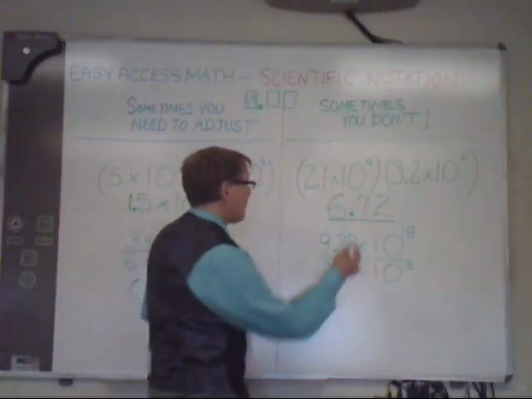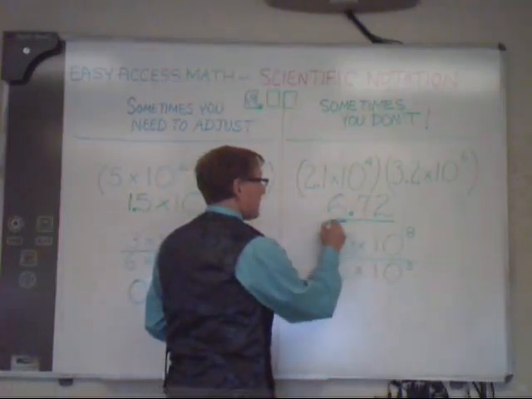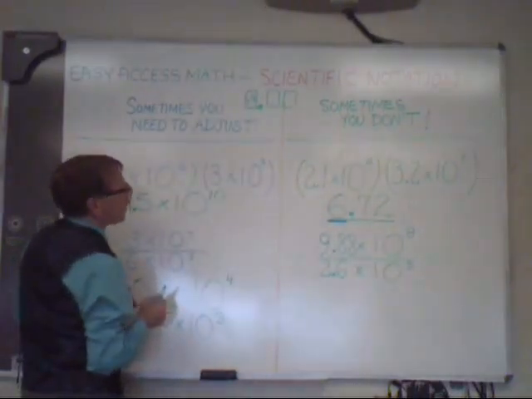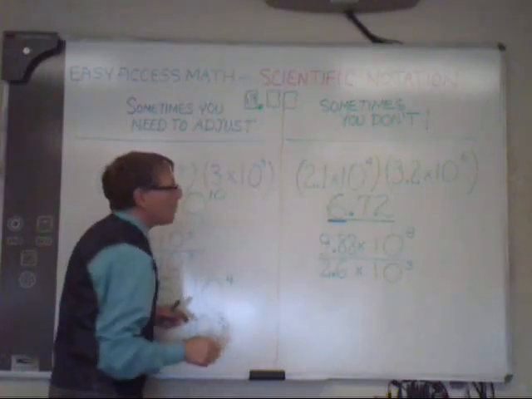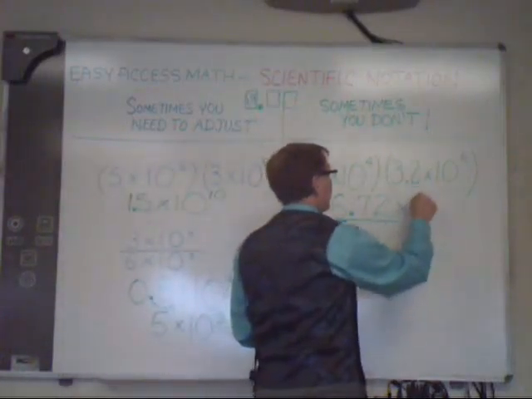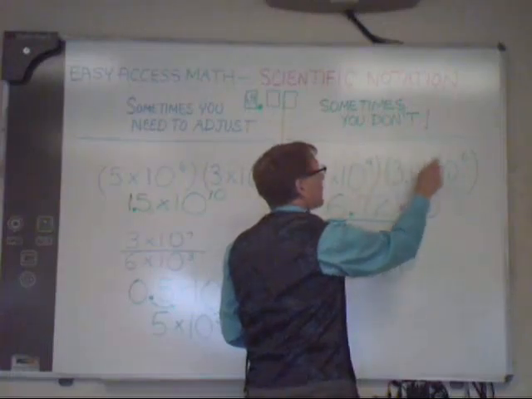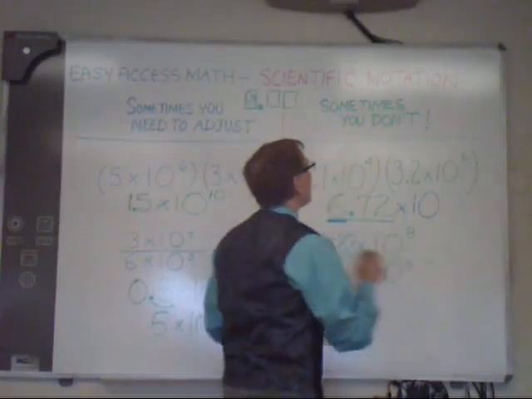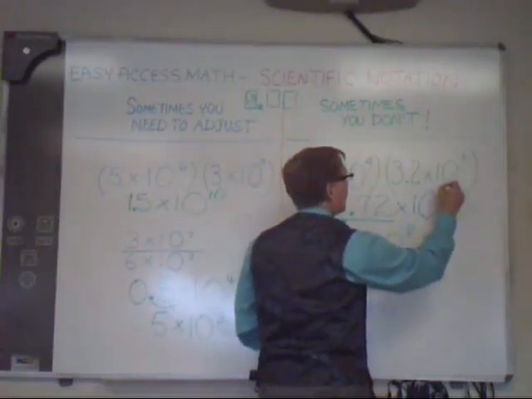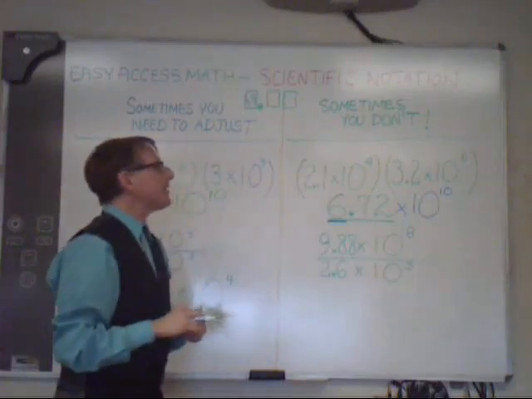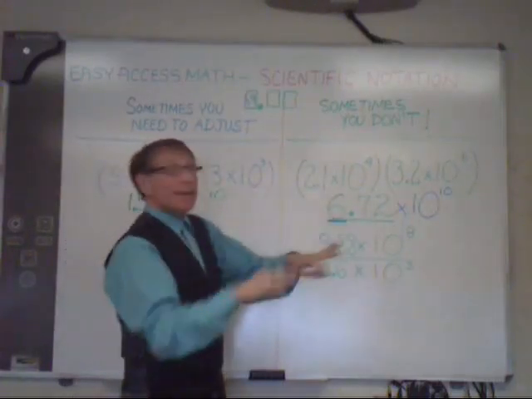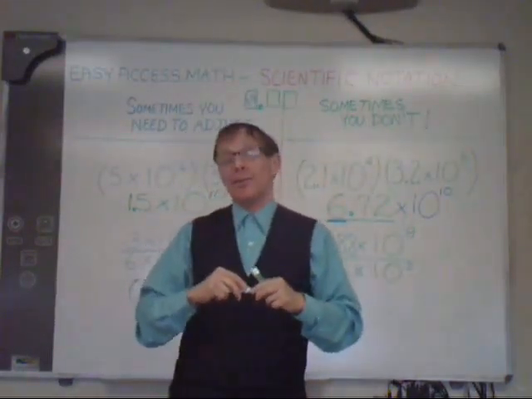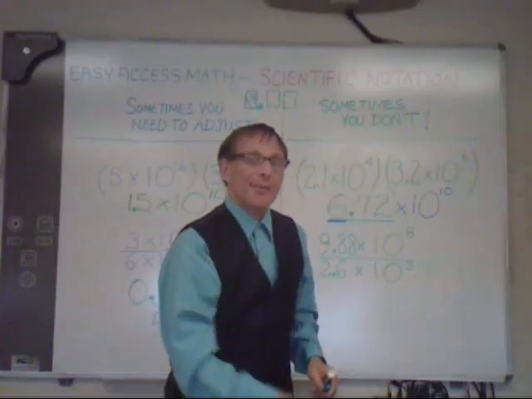But you can see that this fits the rule. The whole number is a 6, which fits really nicely between 1 and 9, and then it's one digit and a decimal point. Times 10, let's not forget the rest of it. And we multiply the exponents, and when you multiply exponents, of course, you add them. So 4 and 6 give me 10. That's it. I don't adjust because it's already in the proper format. Keep that in mind. You don't always need to adjust. Sometimes you don't.